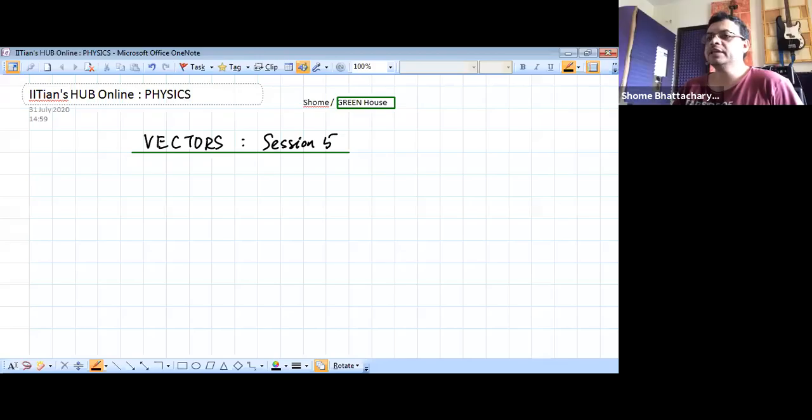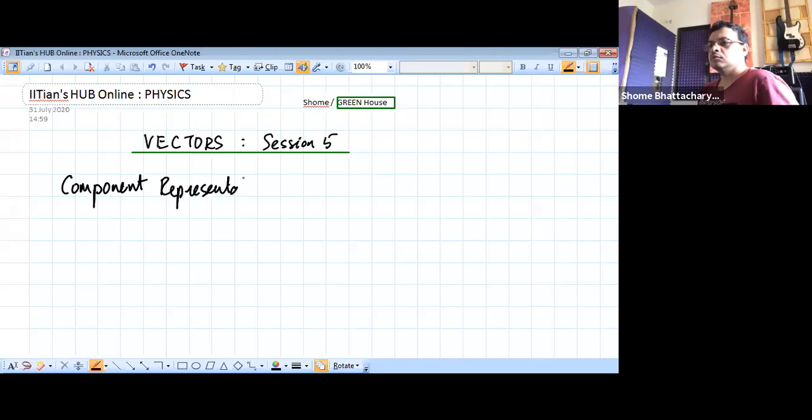Assignment, but before that, I want to continue on the discussion about component algebra of vectors, which is what we were discussing last time. So, taking a quick recap about component representation of vectors. This is where we left off in the last lecture.